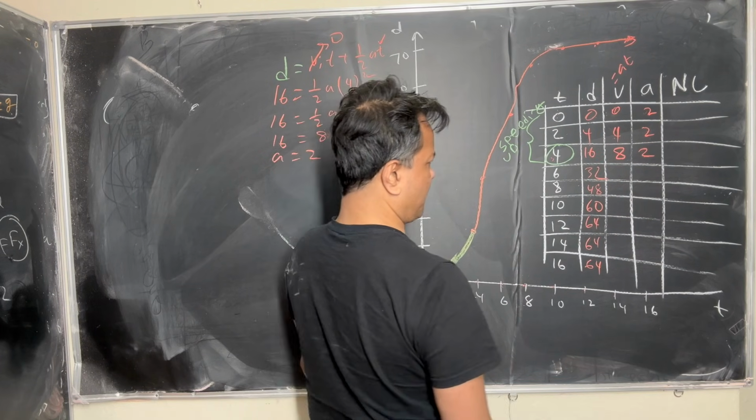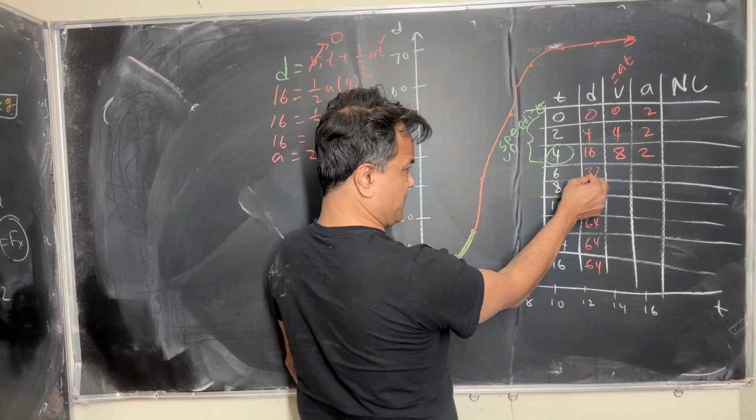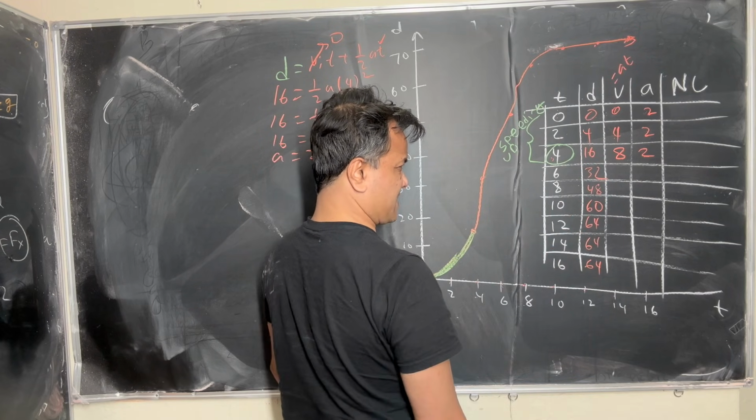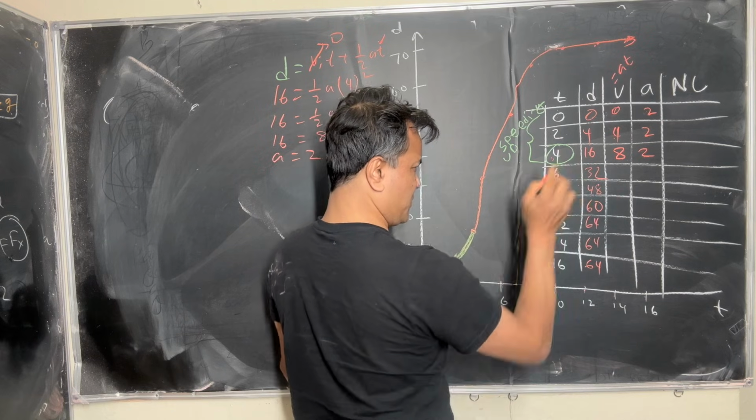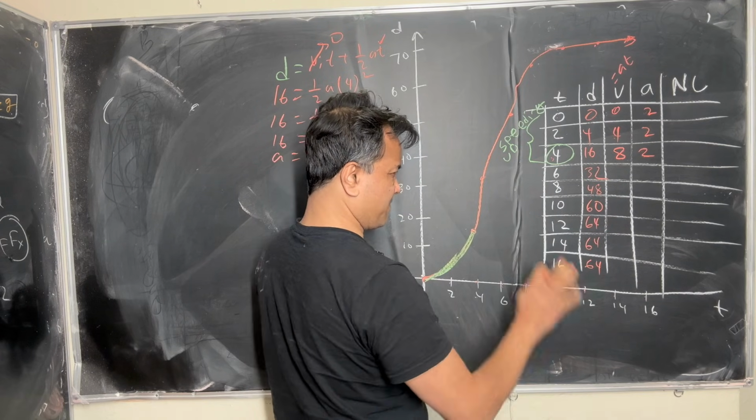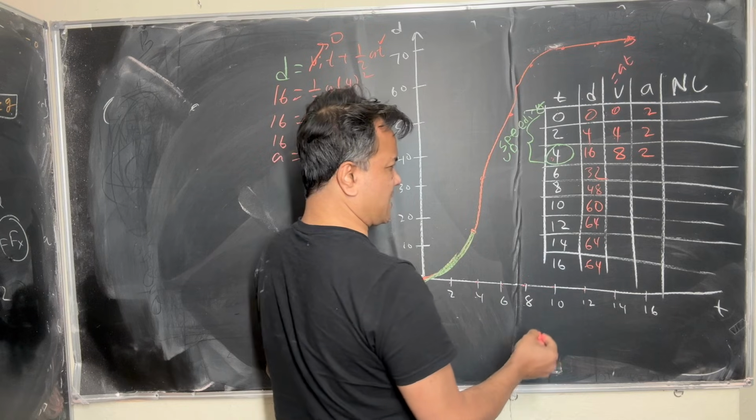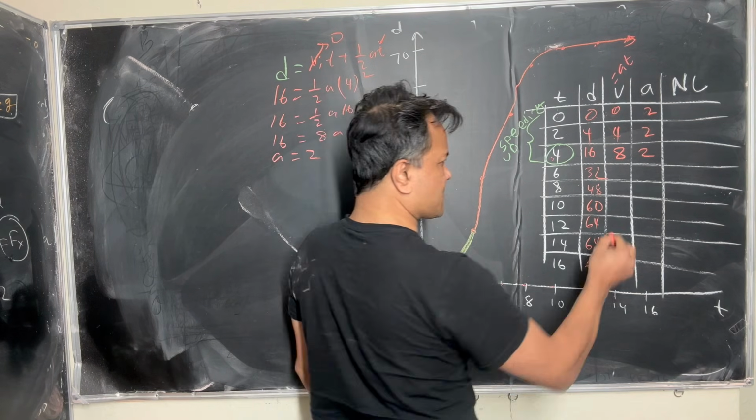Great. Now, 16 to 32: what is the change in displacement? 16. 32 to 48: what is the change in displacement? 16. So there is no change. What does that mean? Constant velocity. So you're going to write 8.